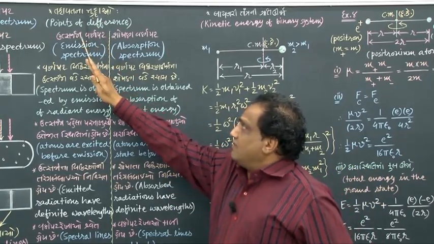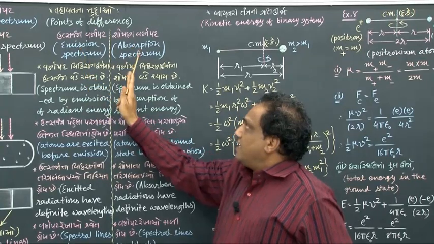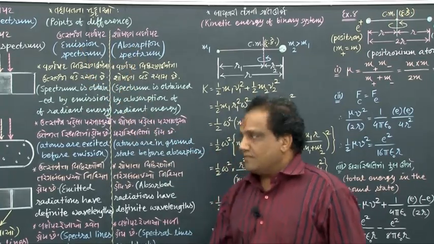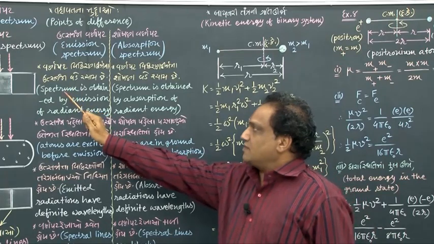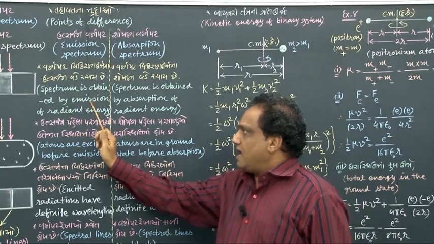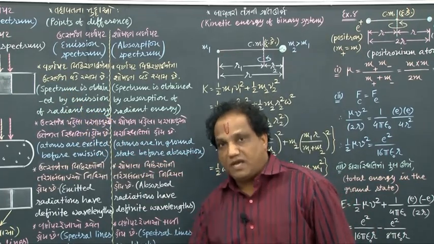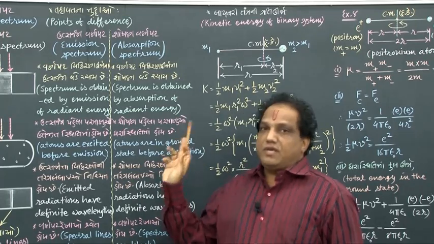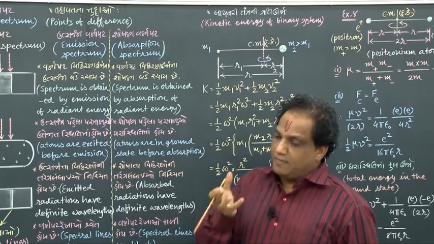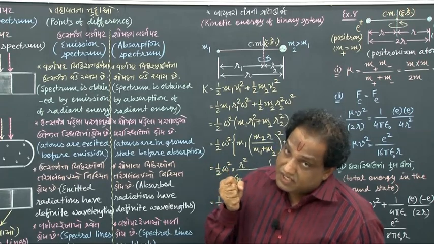Points of difference between emission spectrum and absorption spectrum. First point: here the spectrum is obtained by emission of radiant energy. Here the spectrum is obtained by absorption of radiant energy.